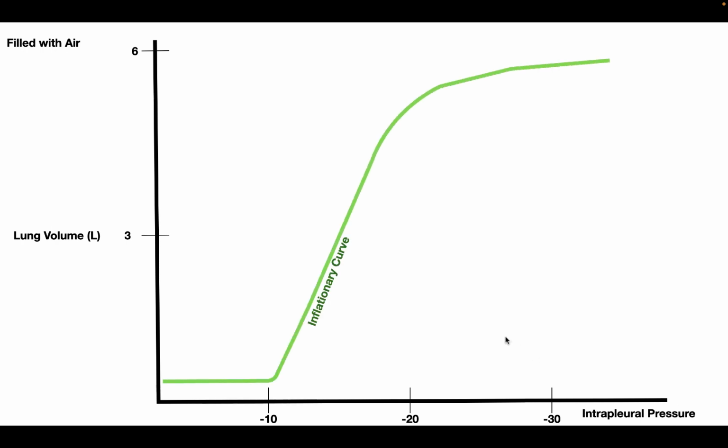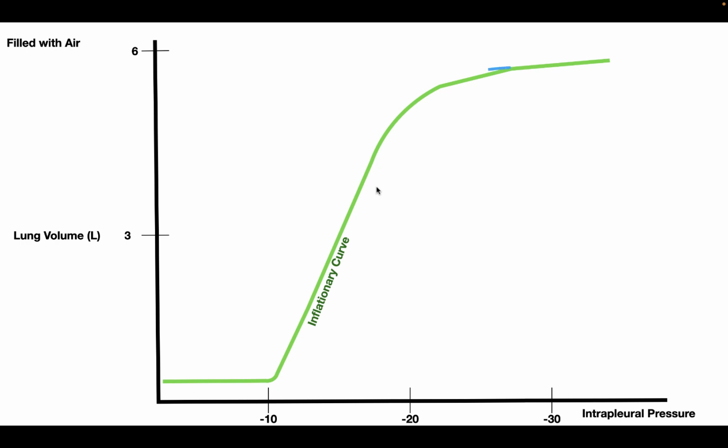When we start removing air from the person, we get a curve like this. This curve is called the inflationary curve. We start off with a lung volume here, and what we see is that it takes quite a bit of air removal, or quite a significant pressure drop, before the lungs start to inflate again. And this is, remember, starting from that collapsed state.